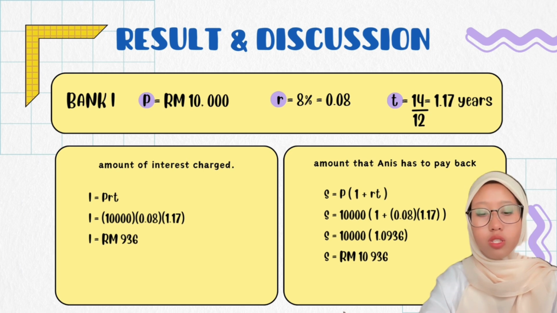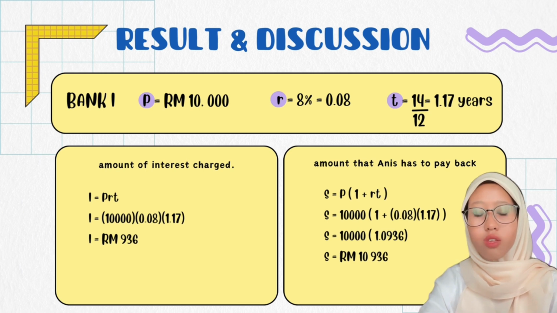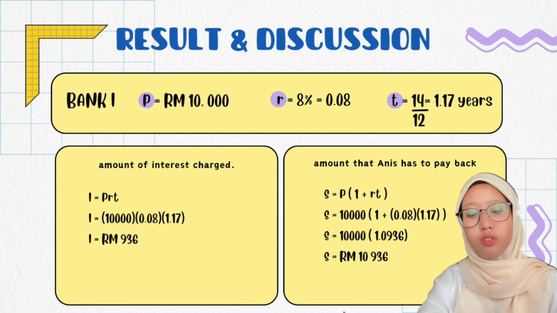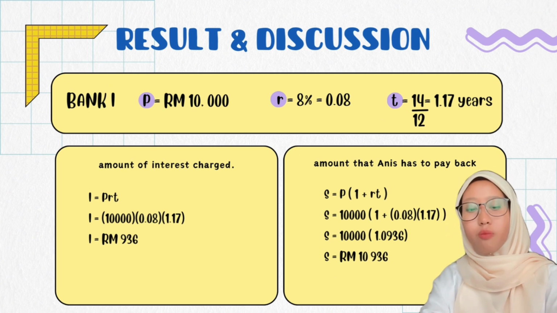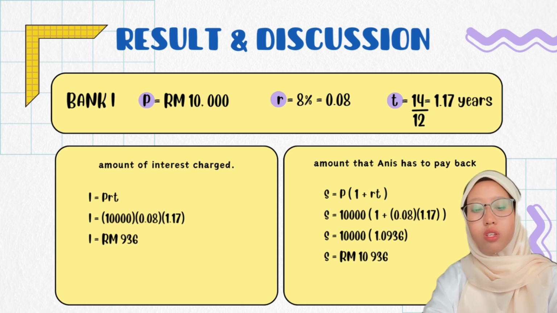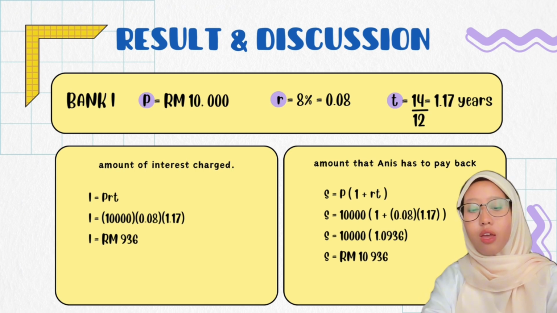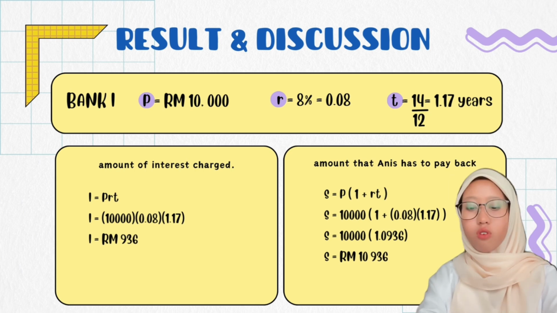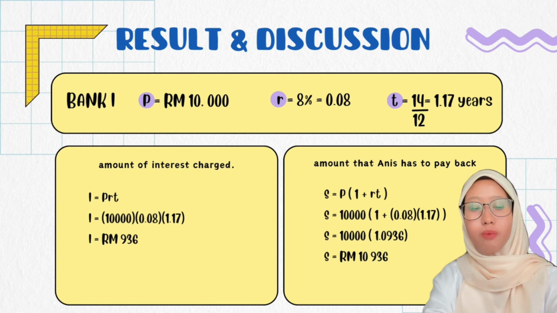Now for the amount that Anis has to pay back for Bank I, we use the method S equal to P(1 plus RT). We should calculate the number in the bracket first, which is 0.08 multiplied by 1.17. Then the answer that we get should be added to 1. The sum is 1.0936 and directly we multiply with 10,000. So, the amount that Anis has to pay back for Bank I is RM10,936.